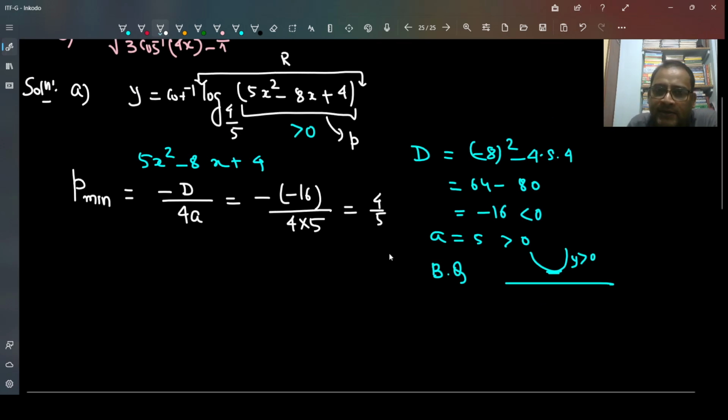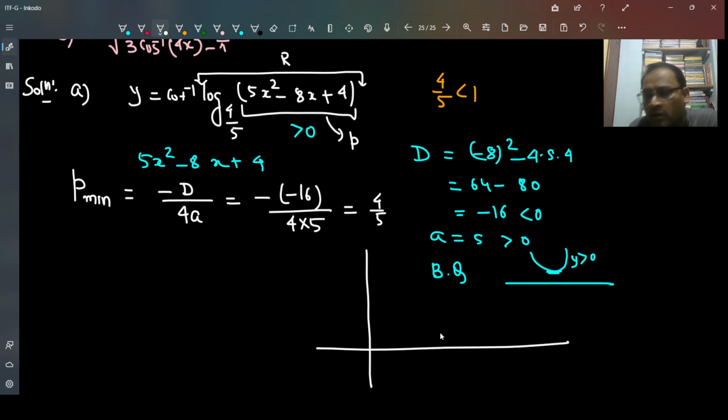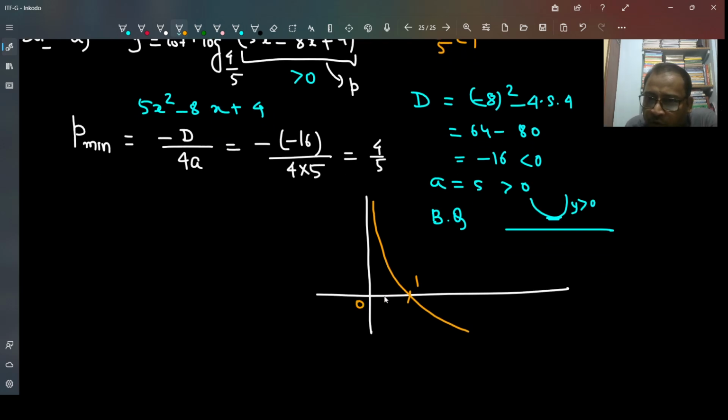Now look at this log, its base is 4 by 5 also. Since 4 by 5 is lesser than 1, this logarithmic function is a decreasing function. It will look like this. At the point 1, it is 0. But our minimum value is 4 by 5. So when it is 4 by 5, the height will be somewhere here. This height we want to calculate.